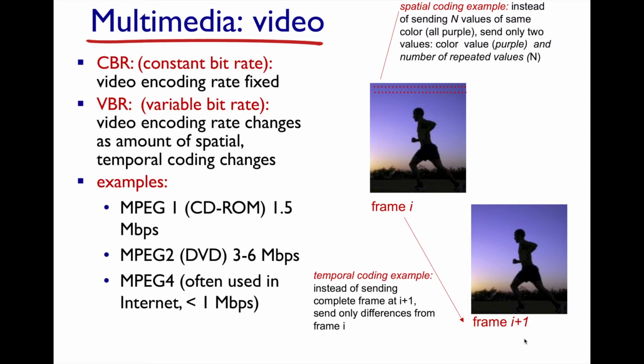Okay, and so there are different ways of coding. There's something called constant bit rate, and that means your video encoding rate is fixed. And when we say rate, we mean the equivalent of how many frames per second, right? How much data you're sending. And then there's something called variable bit rate. Now, with variable bit rate, the converse is true, that the encoding rate changes as the amount of spatial and temporal coding changes. And what does that mean?